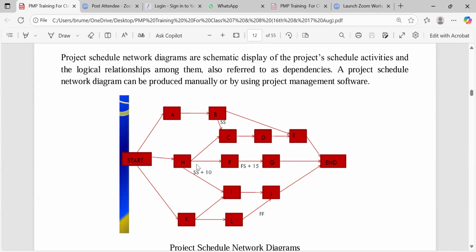Start, K, I, J, end. Then start, K, L, J, end. So these are the different paths which we have. So which two paths are we looking for here? The longest path, which is the critical path, and the near critical path, right?